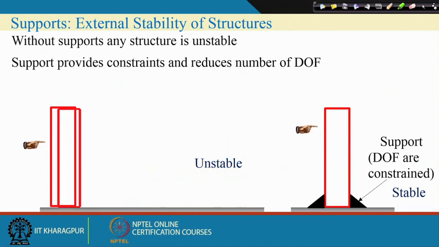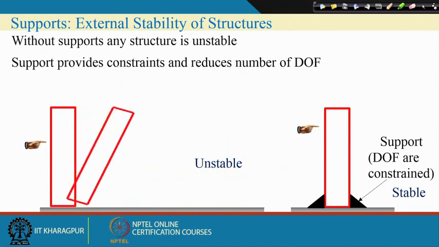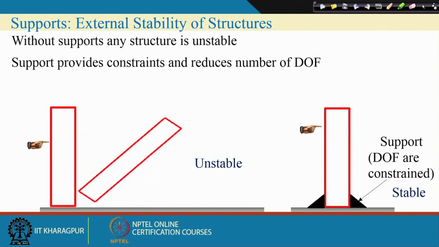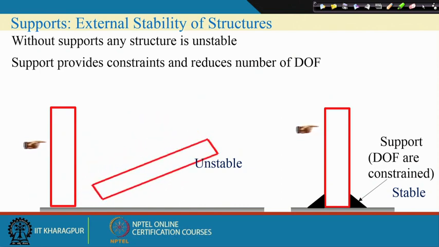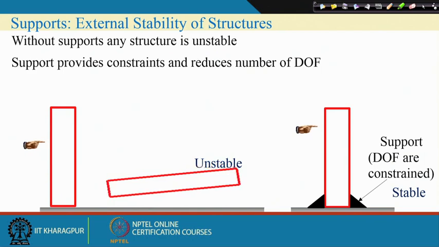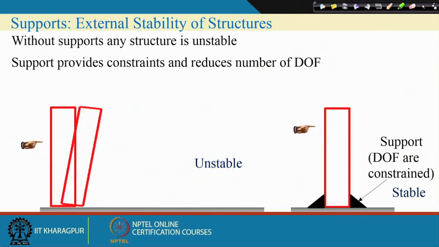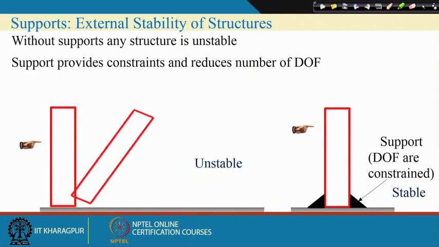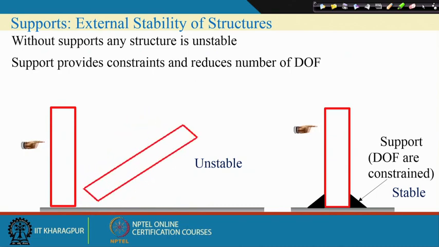If you don't provide a constraint, this is a two-dimensional object. This two-dimensional object has 3 degrees of freedom, 2 translations and 1 rotation, and in 3 dimensions it has 6 degrees of freedom, 3 translations and 3 rotations. But then if you constrain them, you are reducing the degrees of freedom, which means the structure is not free to move. The structure has lost its freedom to move. Some of the degrees of freedom the structure has lost, and this makes the structure stable.